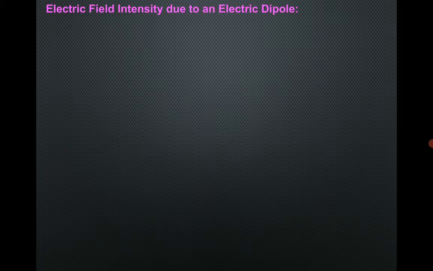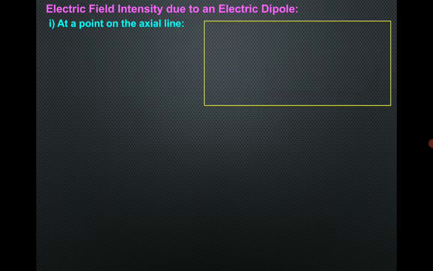Now, electric field intensity due to a dipole. This is the next heading. It means we are going to study how to calculate the electric field intensity due to a dipole. So the first case: we are going to observe at a point on the axial line. So let's see the diagram.